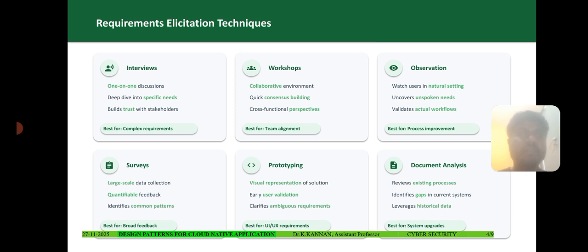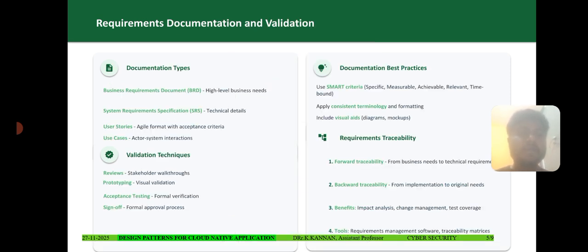Document analysis is first of all a review of the existing process, identifying the gaps in the current system, and leveraging historical data collected from all the documents, for example after a system upgrade. It is very important for these requirement techniques. Next one is requirement documentation and validation.